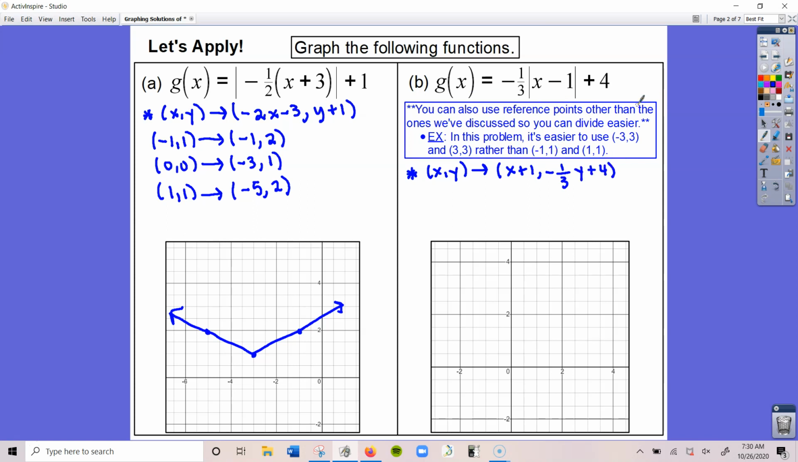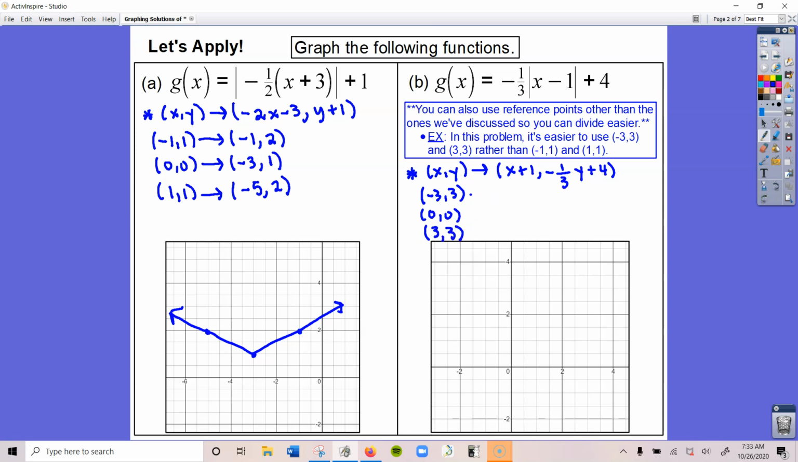Now I put here as a note, you can also use reference points other than the ones we've discussed, such as negative 1, 1, and 1, 1, so that we can divide easier. If you look at the rule for the y's, we're going to have to divide the y's by 3. It's easier to divide 3 by 3 than it is to divide 1 by 3, because then we get a decimal and that's kind of hard to plot. So instead of using negative 1, 1, I'm going to use negative 3, 3, always the vertex, 0, 0, and instead of 1, 1, I'm going to use 3, 3.